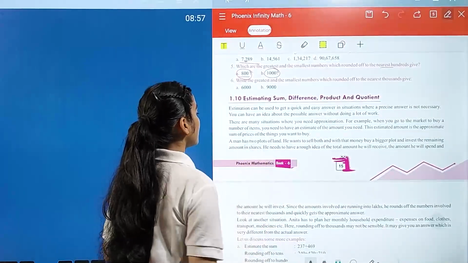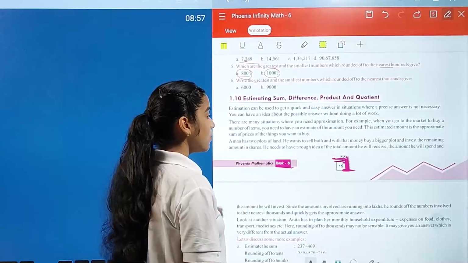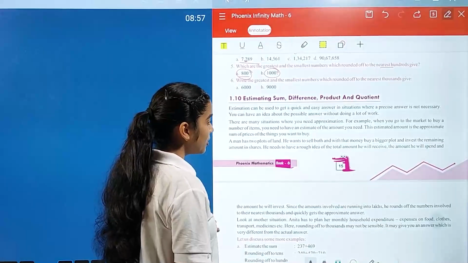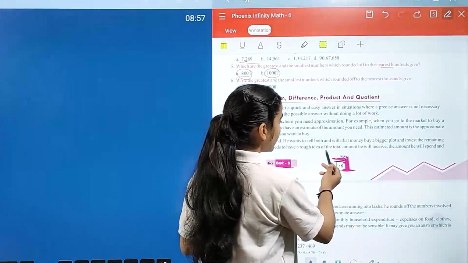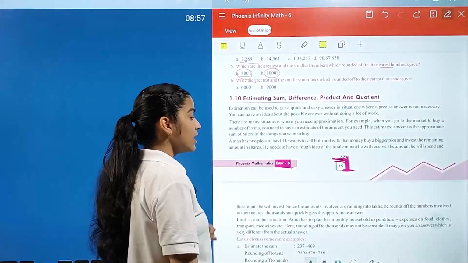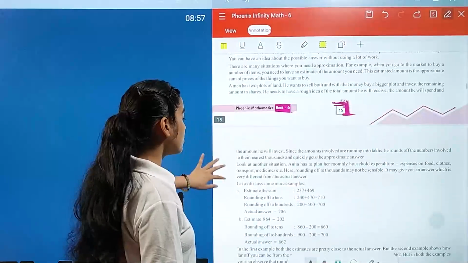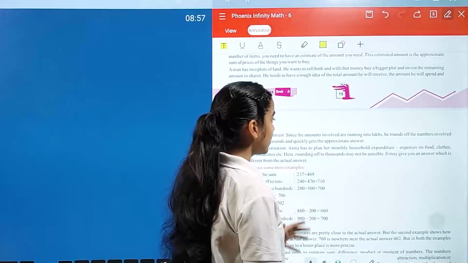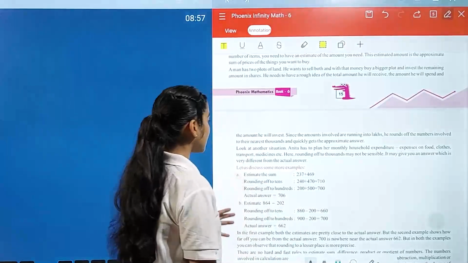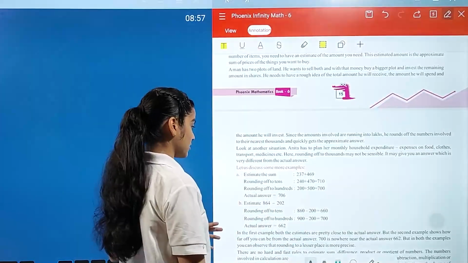A man has 2 plots of land. He wants to sell both and with that money buy a bigger plot and invest the remaining amount in shares. He needs to have a rough idea of the total amount he will receive, the amount he will spend and the amount he will invest. Since the amounts involved are running into lakhs, he rounds off the numbers involved to their nearest thousands and quickly gets an approximate answer.